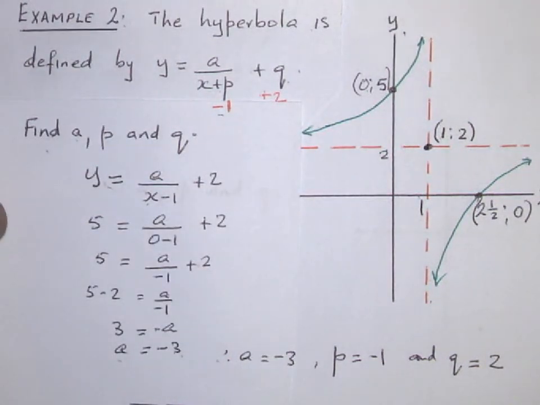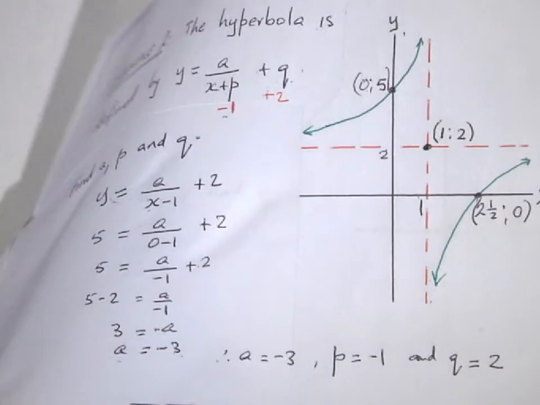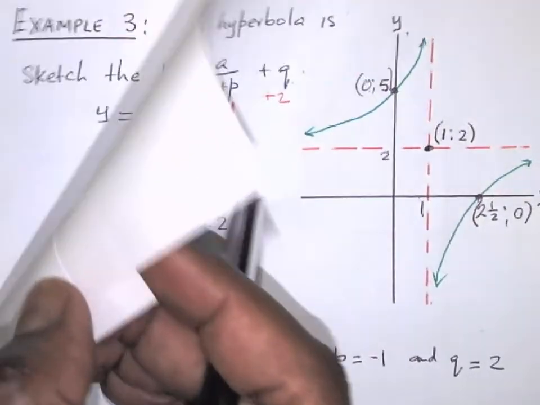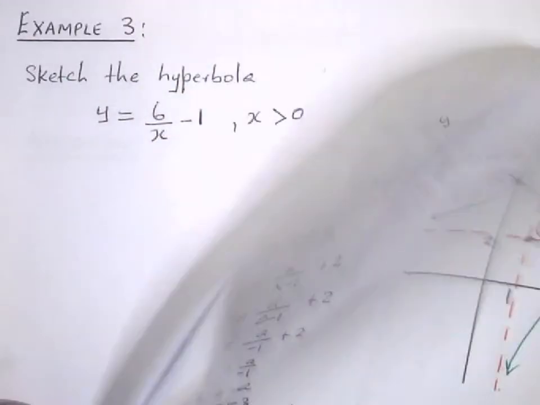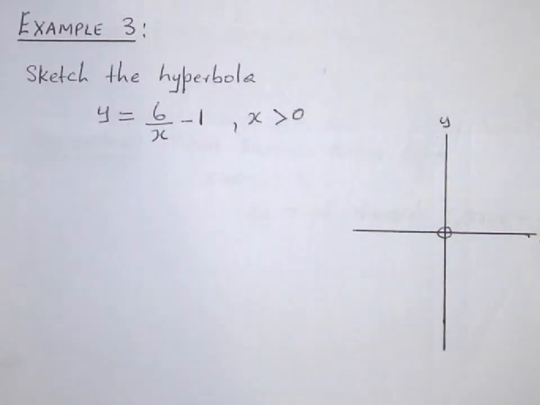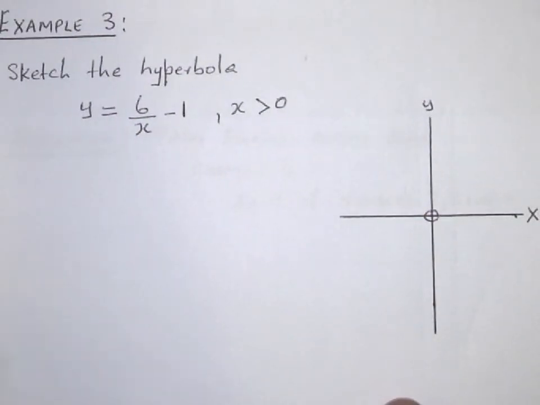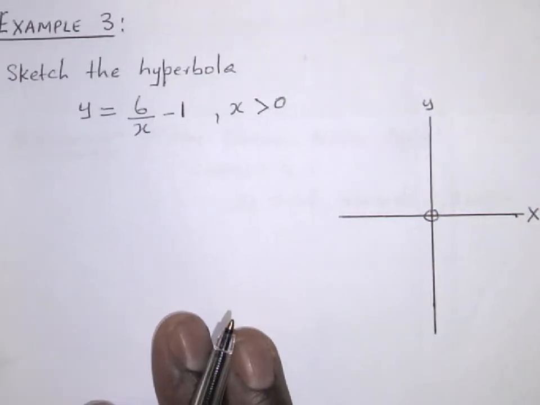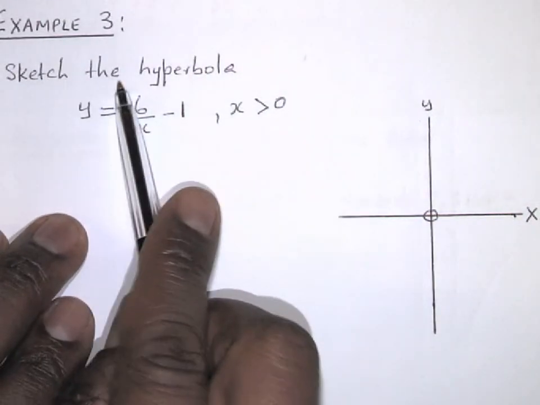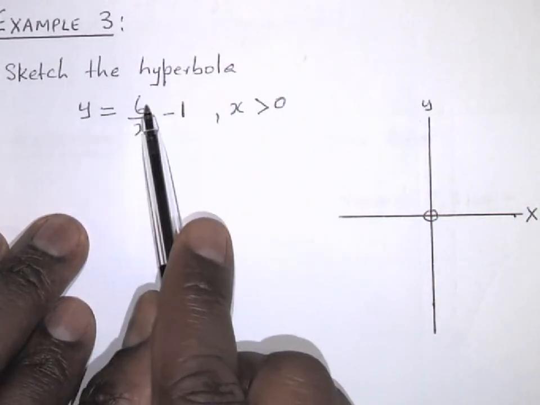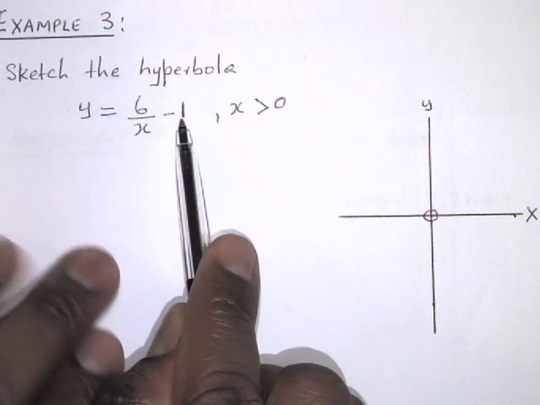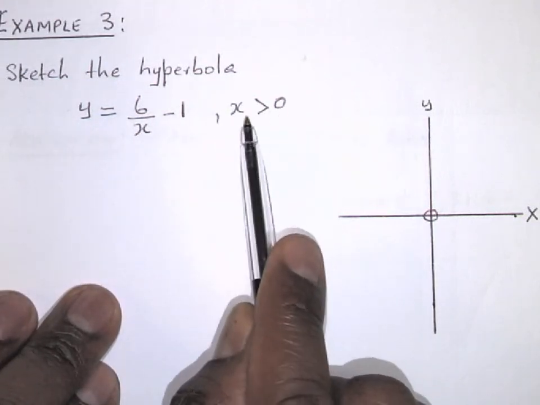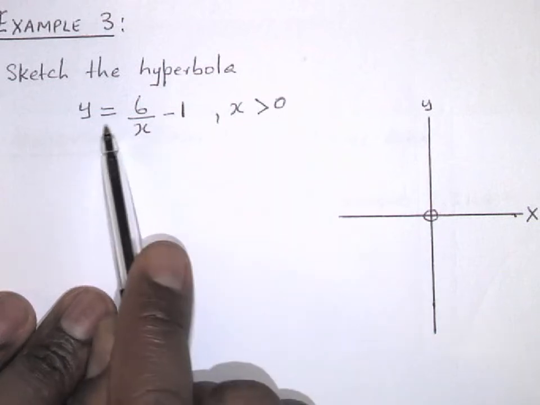Let's try another one which is similar to what you did last time, but it just extended it a little bit. They say here, you've got to sketch the hyperbola. Sketch the hyperbola y equals 6 over x minus 1, where x is greater than 0, where x is a positive number.